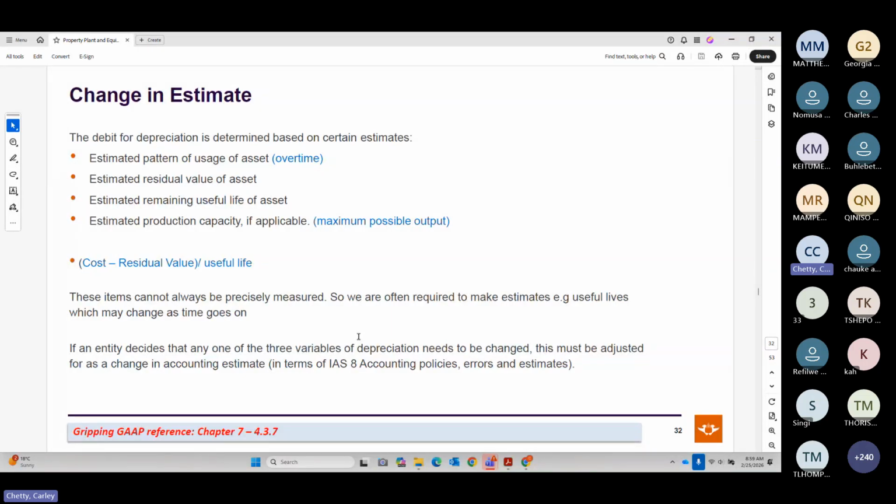These items cannot always be precisely measured, so we are often required to make estimates for things like the useful life. The useful life may change as time goes on, meaning that the estimate changes. If an entity decides that any one of the three variables of depreciation needs to be changed, it needs to be adjusted and accounted for as a change in accounting estimates. This will be governed by the IAS 8 Accounting Policies, Changes in Accounting Estimates and Errors standard.